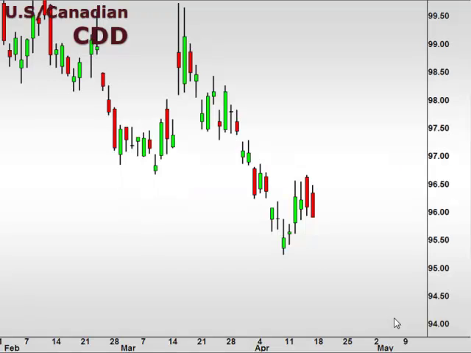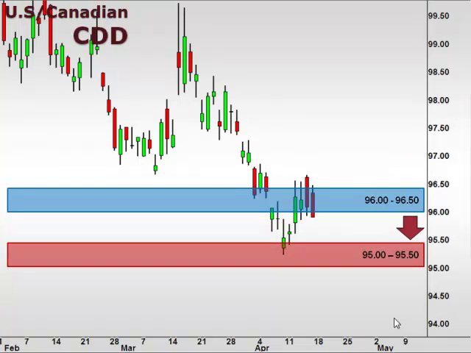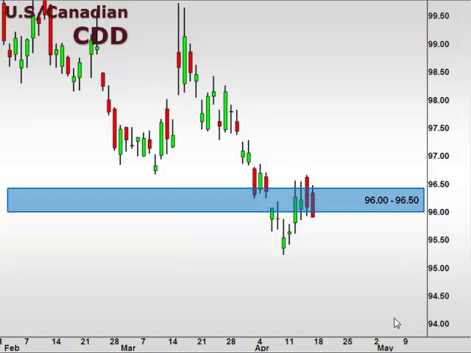Next up, the CDD, the U.S. versus the Canadian dollar. Well, the CDD retraced back into the 96.5 focal zone, and a break above 96.5 opens the window for a rally higher. With Friday's pair value closing below 96, we can't rule out a retest of the 95.5 support zone.